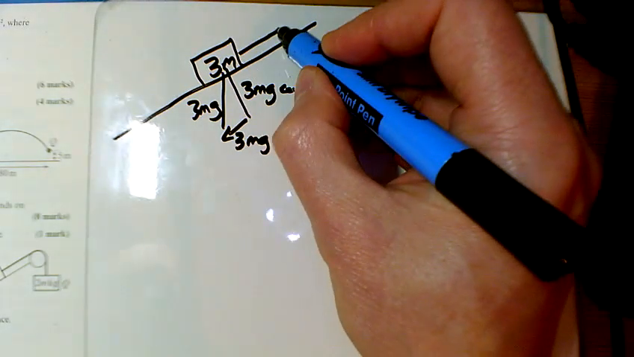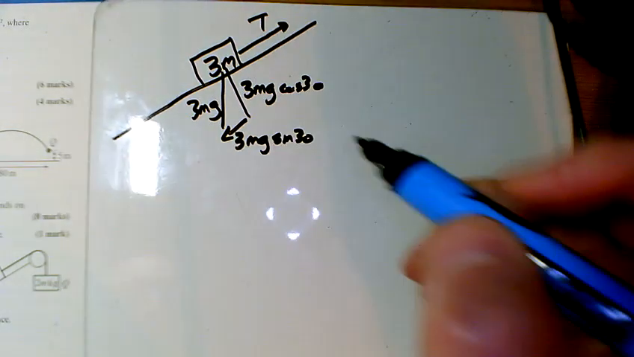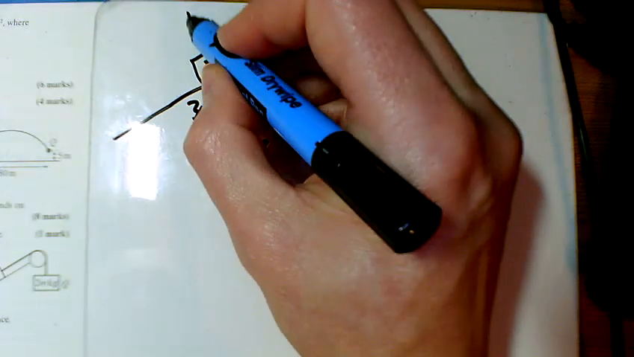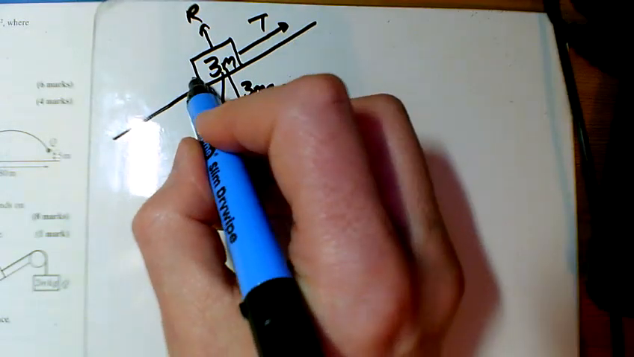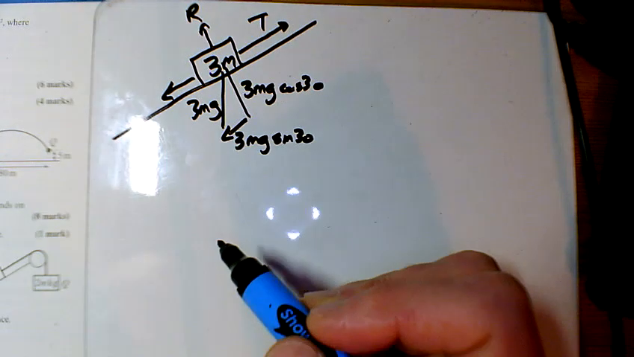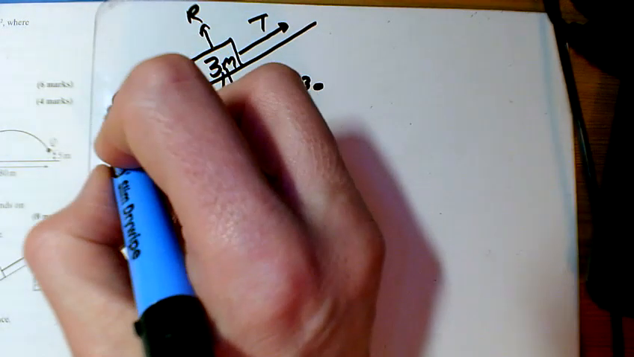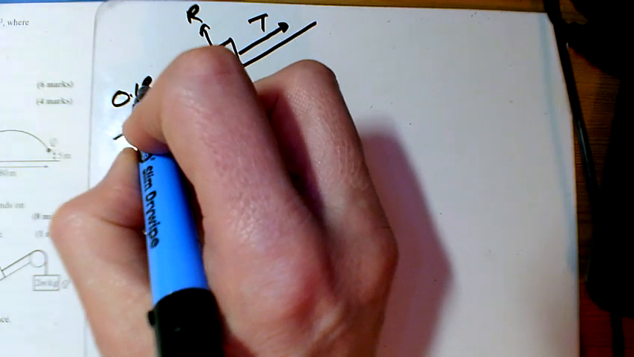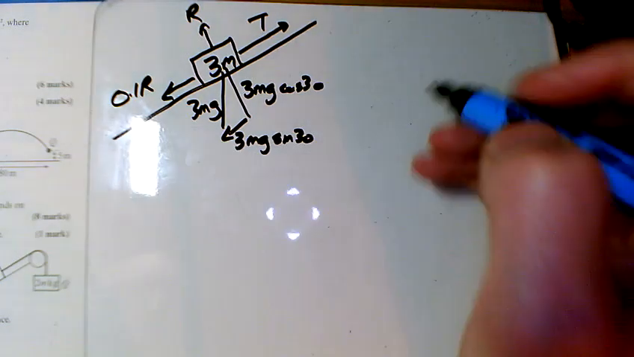It's being pulled up the slope by a cable with some tension in it. There's going to be a normal reaction here, and there's going to be some friction here. They're telling us the coefficient of friction is 0.1, so I'm just going to put 0.1R on there. So there's the bit on the slope.